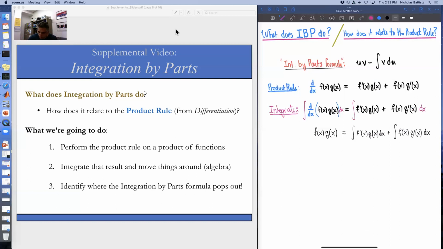Now, the next step, we're going to start rearranging some stuff. Basically what we're going to do is take this first integral and just subtract it on both sides to get it onto the left-hand side of this equation. So let's go ahead and do that. We'll have f of x times g of x, and then after we subtract that first integral, we'll get minus the integral of f prime of x times g of x dx. And that thing will still just be equal to that remaining integral that was on the right-hand side.